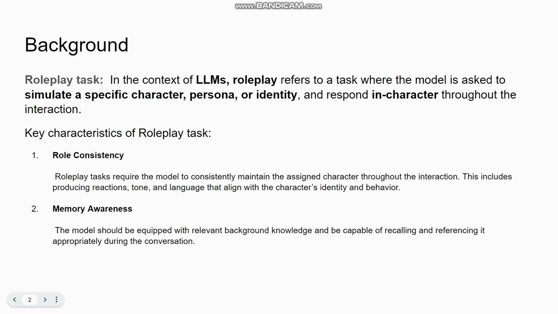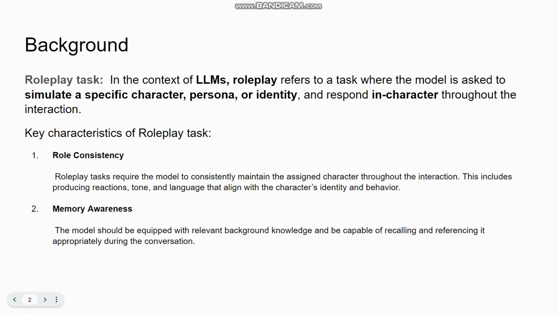We identify two key characteristics of the role-play task. The first is role consistency. The role-play task requires the model to consistently maintain the assigned character throughout the interaction. This includes producing reactions, tones, and language that align with the character's identity and behavior. For example, if we want the LLM to role-play Harry Potter, it should sound like Harry Potter.